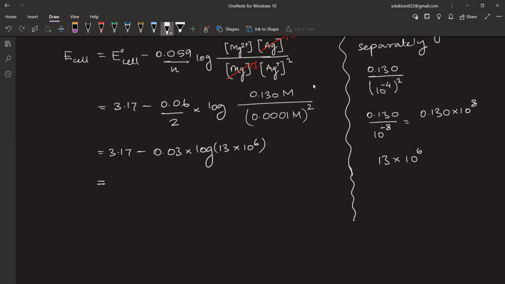Now see, I will give you a property of log. It is not even a property of log, it is a property of exponents only. It says that log of a into b is equal to log of a plus log of b.